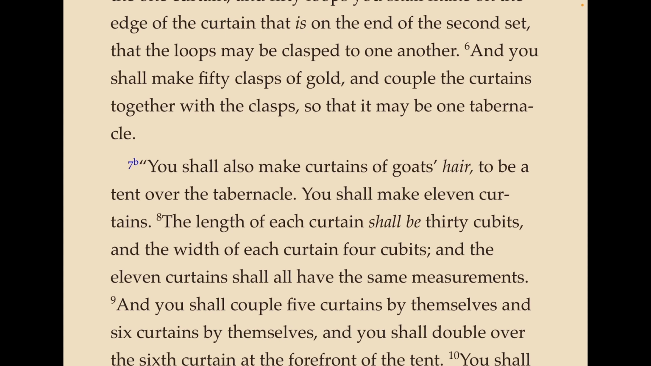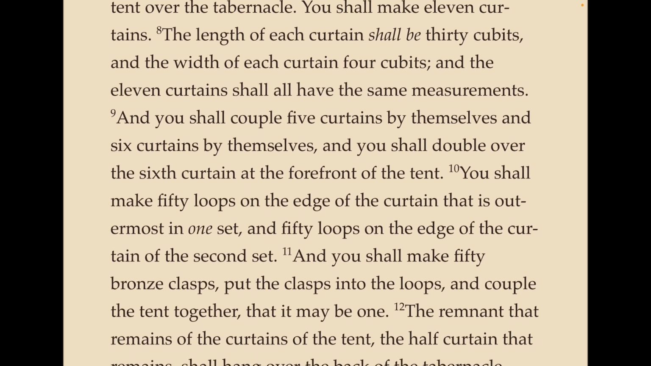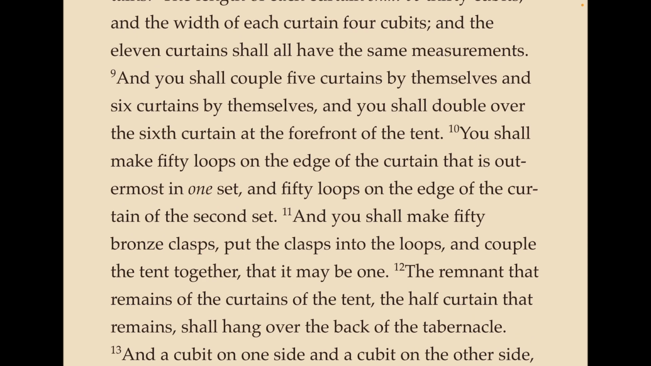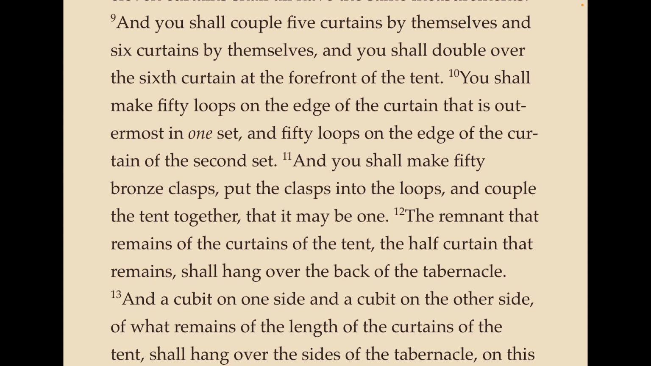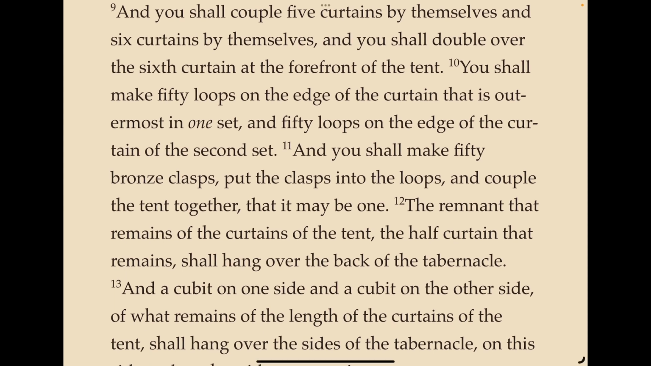You shall make 11 curtains. The length of each curtain shall be 30 cubits, and the width of each curtain 4 cubits. And the 11 curtains shall all have the same measurements. And you shall couple 5 curtains by themselves, and 6 curtains by themselves. And you shall double over the 6th curtain at the forefront of the tent. You shall make 50 loops on the edge of the curtain that is outermost in one set, and 50 loops on the edge of the curtain on the second set. And you shall make 50 bronze clasps. Put the clasps into the loops, and couple the tent together, that it may be one.